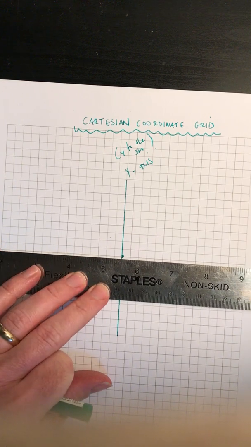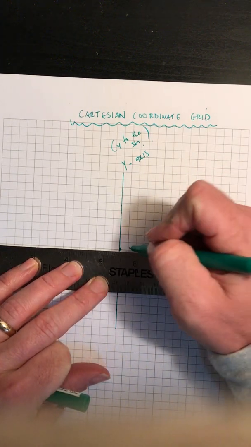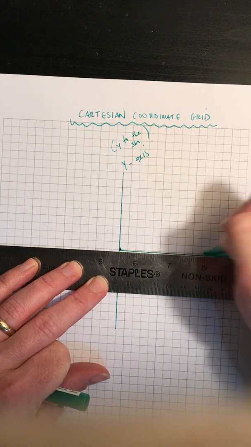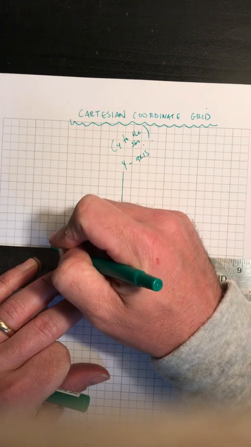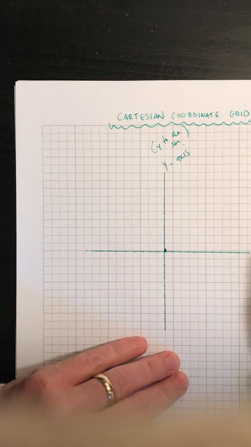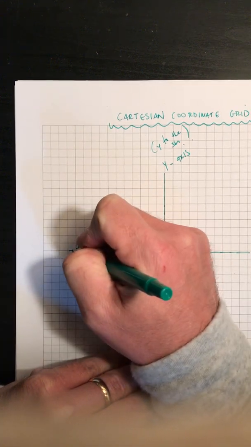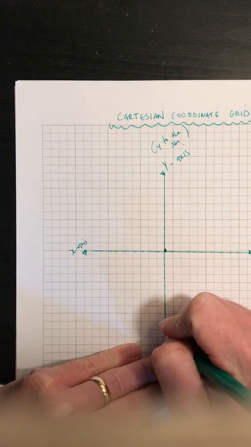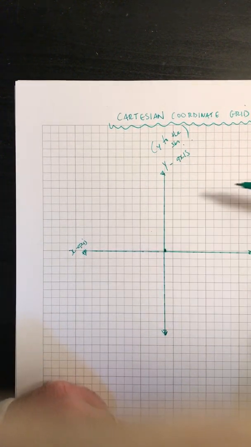Now we want to go horizontal, which is going to be our x-axis. Okay? So we're going to go to the right, 10. 1, 2, 3, 4, 5, 6, 7, 8, 9, 10. And then we'll go back. 1, 2, 3, 4, 5, 6, 7, 8, 9, 10. So we'll label the x-axis here. So there's the Cartesian coordinate grid. If you notice, we have 4 quadrants, right?